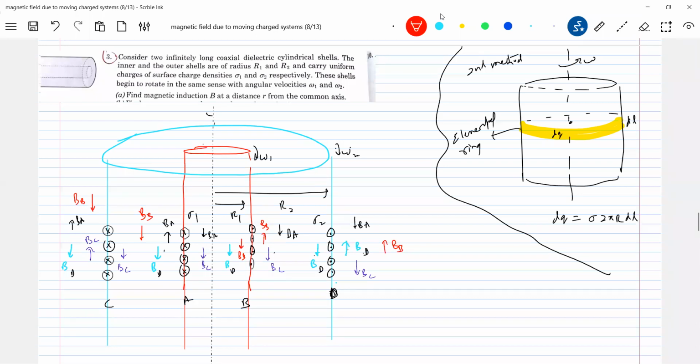Now directly we know the magnitudes. The field produced by C and D should be equal. The magnitudes should be equal. BC equal to BD is equal to how much? Mu naught sigma R omega by 2. So it is mu naught sigma 2 R2 omega 2 by 2. Similarly, the field produced by A and B, mu naught sigma 1 R1 omega 1 by 2. Then take the superposition of all, you'll get the required answer.